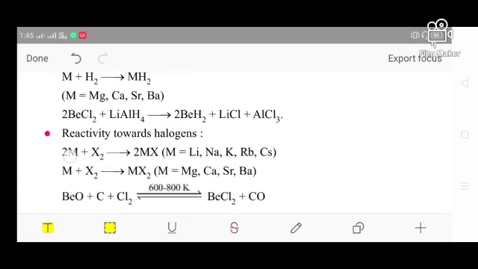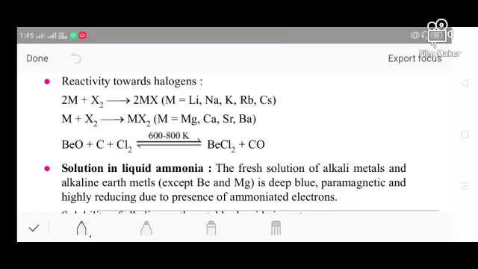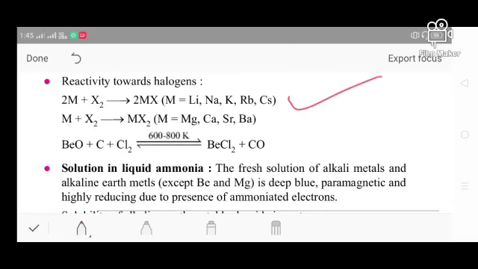Next we will discuss reactivity with halogens. Whenever the alkali metals or alkaline earth metals, the s-block elements, react with the halogens, the halogen group being a very significant group, they form their halides. You have to remember this. Suppose barium oxide, carbon and chlorine react with the halogen group, it is converted into barium chloride, a very simple thing.